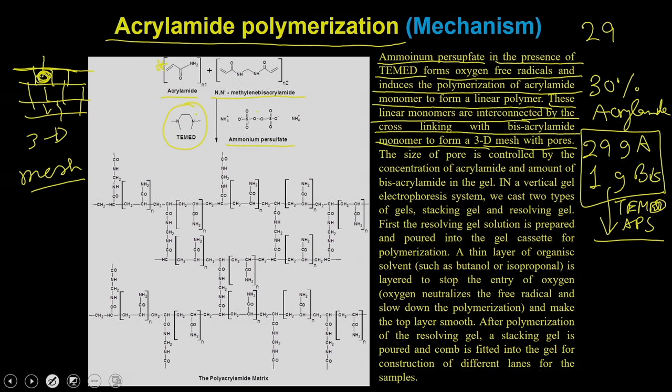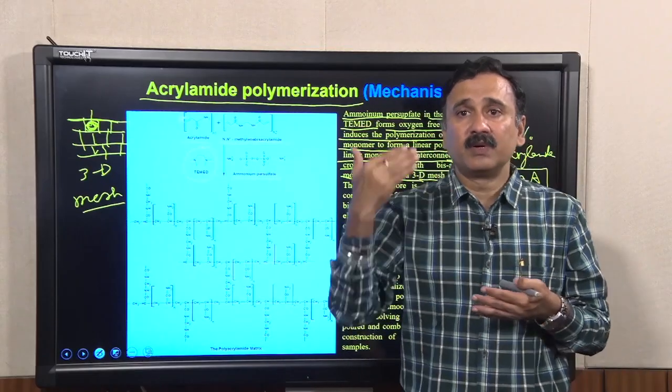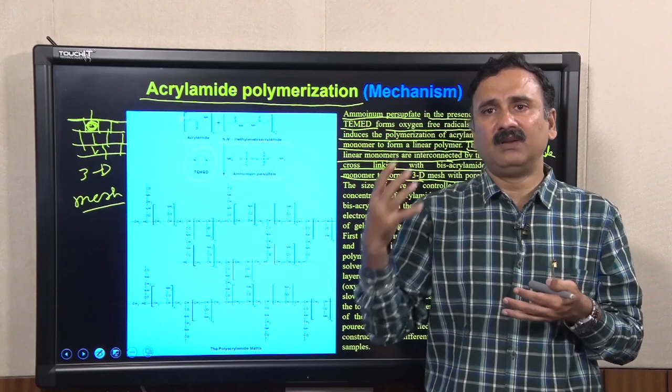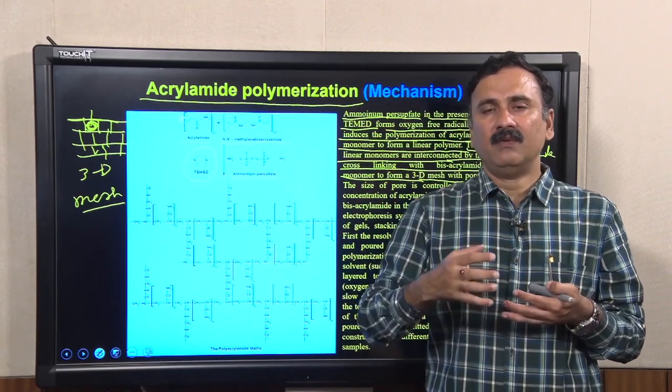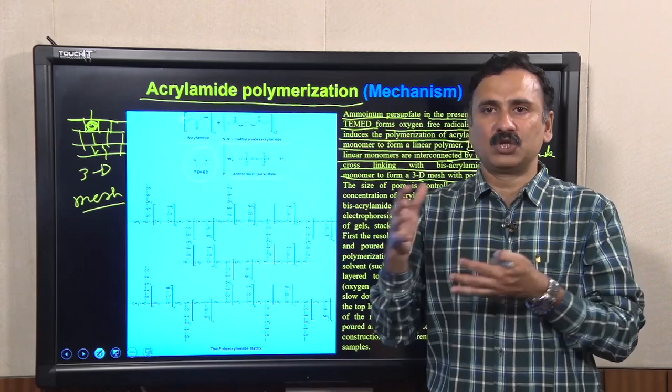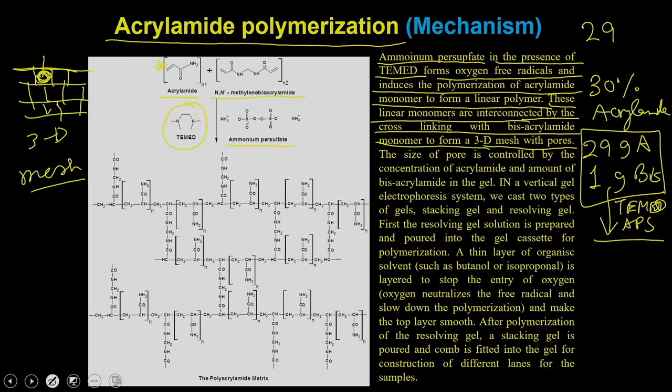Because of this mesh, you can produce friction for the different types of molecules, and that is how friction plays a role in the separation of the molecules. Because this mesh has different pore sizes, it acts as a kind of separation filter, which helps in getting the separation of the molecules. The size of the pore is controlled by the concentration of the acrylamide and the amount of bisacrylamide.